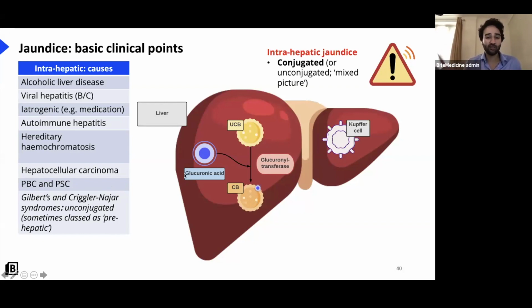So really just a point to mention is that it can cause conjugated jaundice, conjugated hyperbilirubinemia, or unconjugated. Particularly if the liver becomes cirrhotic, for example, which a lot of these conditions can cause, this can then cause a degree of obstruction within the biliary tree, and that would cause a conjugated jaundice. So that's just to be aware of, that it's not completely black and white with intrahepatic jaundice. So hopefully that makes sense to everyone.